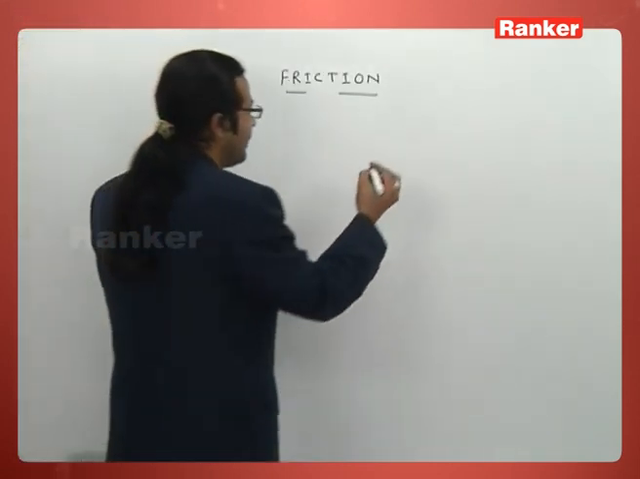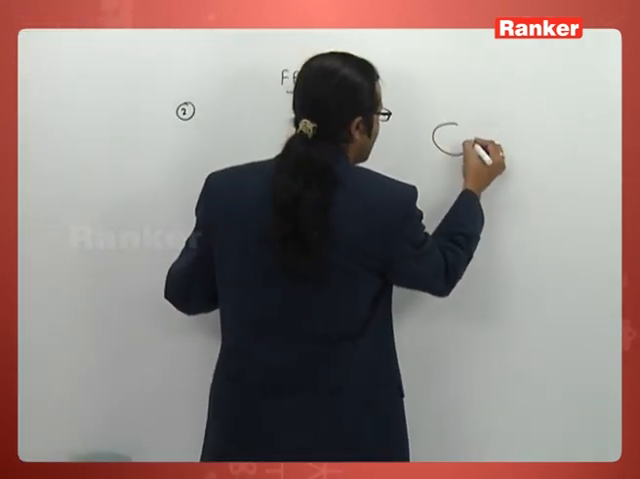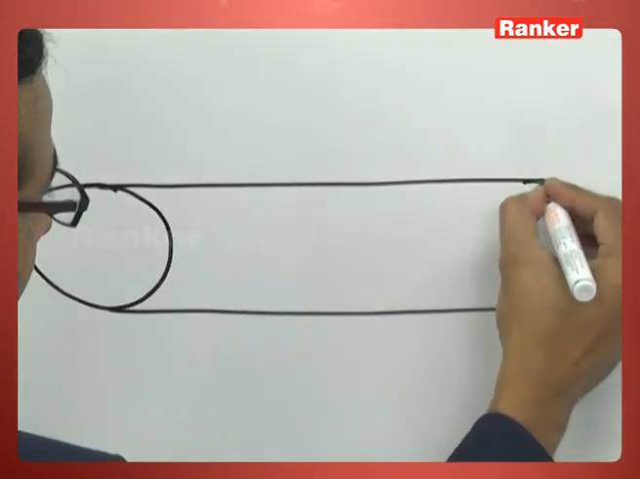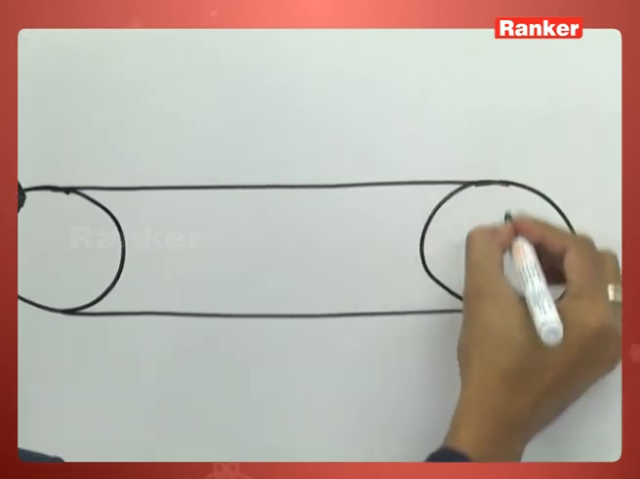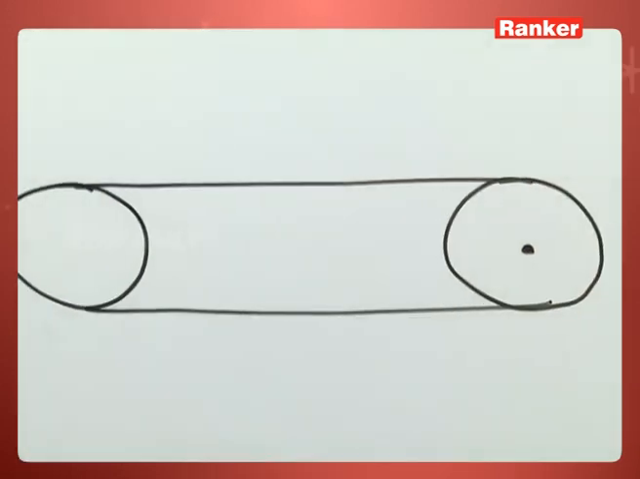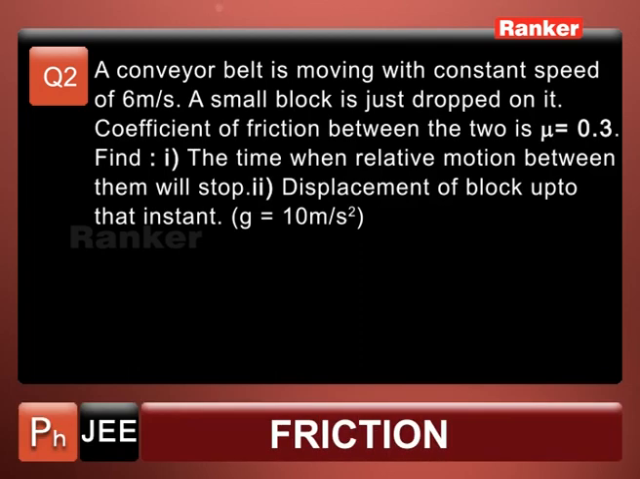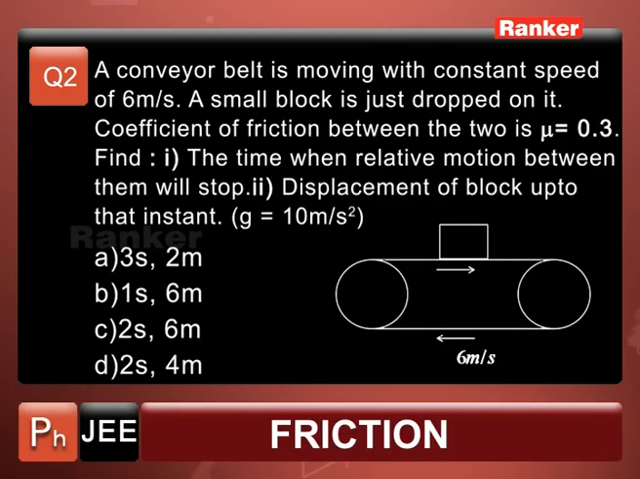Now it's given there is a conveyor belt. This conveyor belt is moving with a constant speed of 6 meters per second. A small block is just dropped on it. The coefficient of friction between the two is given as mu equals 0.3.